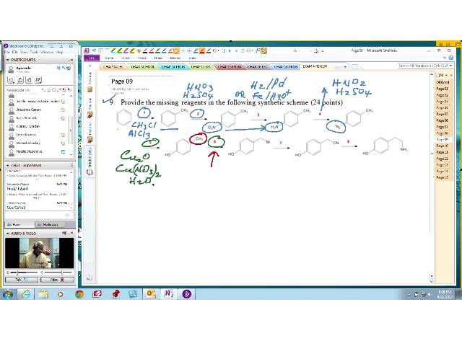Okay, I think you guys have forgotten that. Let us see here. Okay, you could use here NBS would do, N-bromosuccinimide. Of course, you need to know this reagent, N-bromosuccinimide.